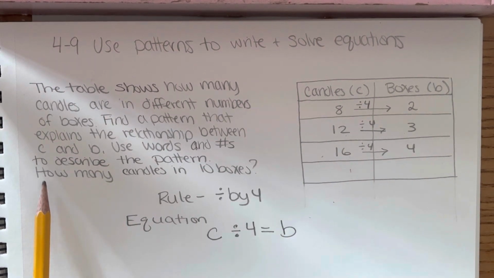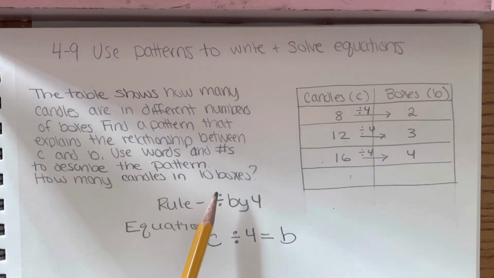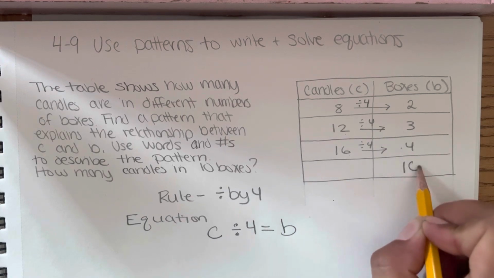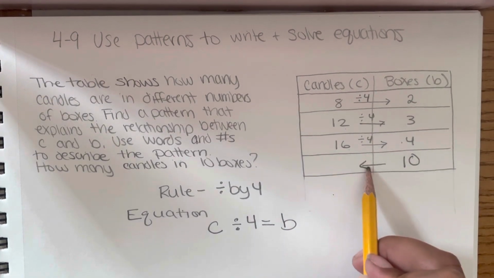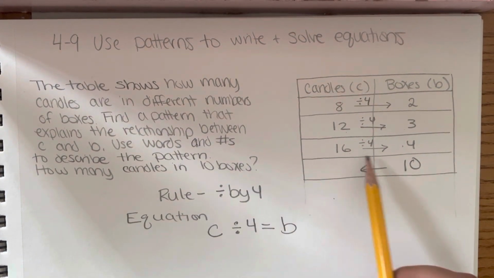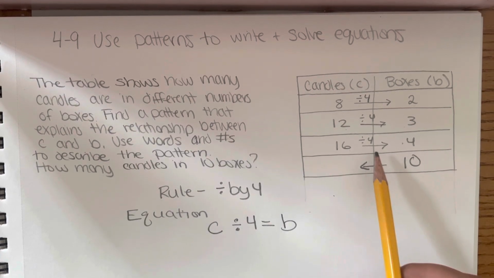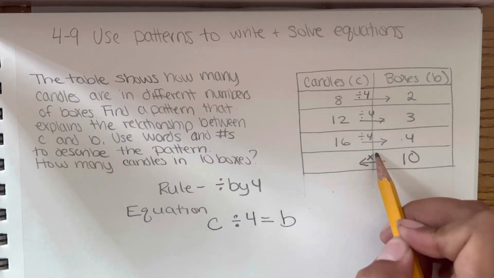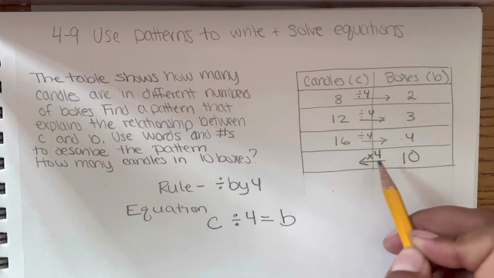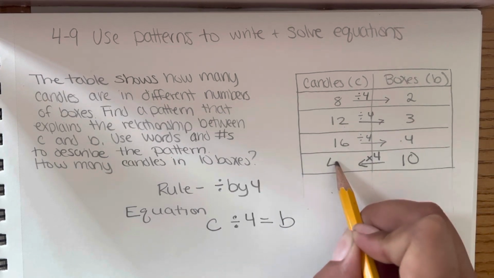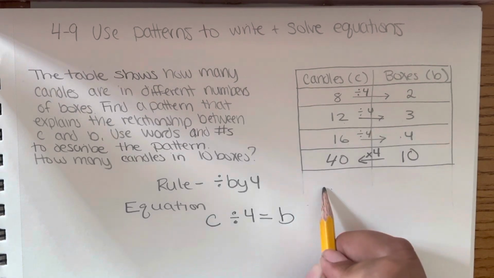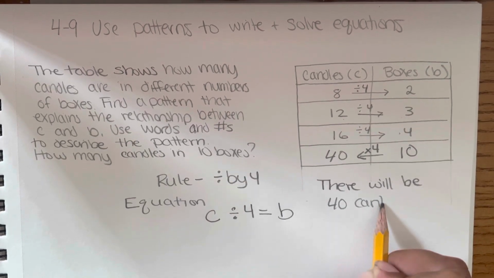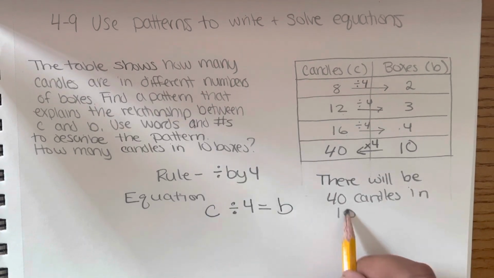And we have to go back to what the question is asking. How many candles in 10 boxes? So I'm going back over to my table and it doesn't have the number 10, but I'm going to write in a 10 here. So if I have 10 boxes, then how many candles do I have? Well, I know that I have to do the inverse operation of division, and we already know this, that is multiplication. I'm multiplying by 4. So instead of dividing by 4, since I'm increasing this, I'm multiplying by 4. 10 times 4 is 40. So my answer is there will be 40 candles in 10 boxes.